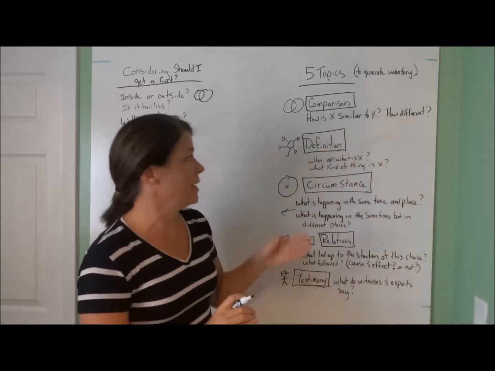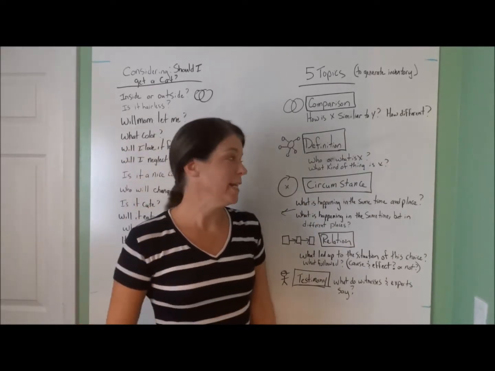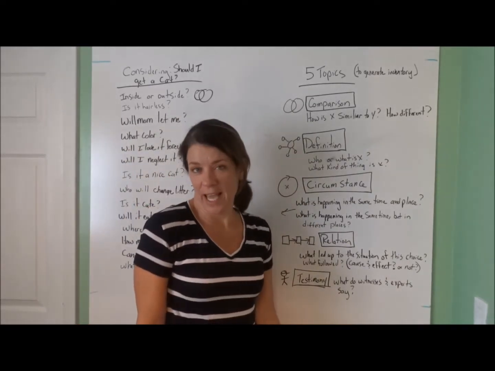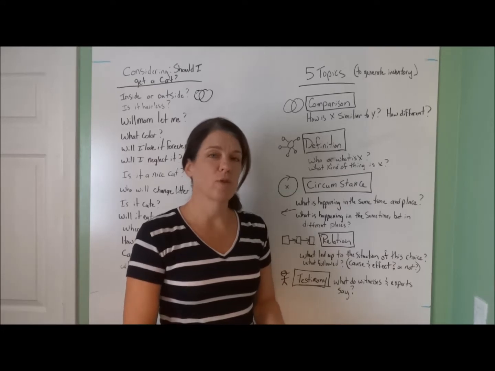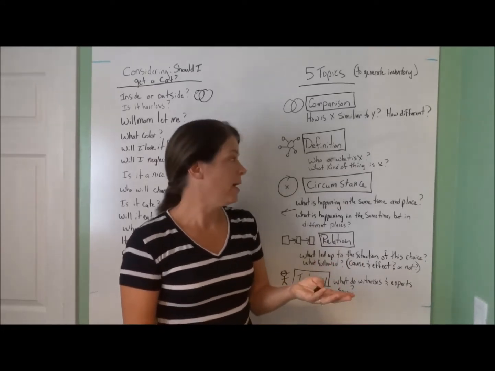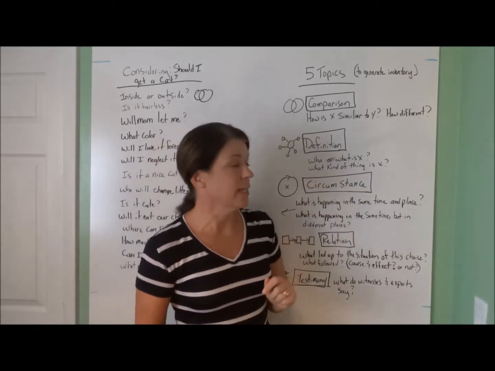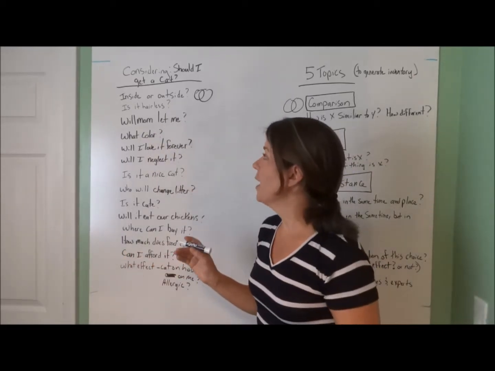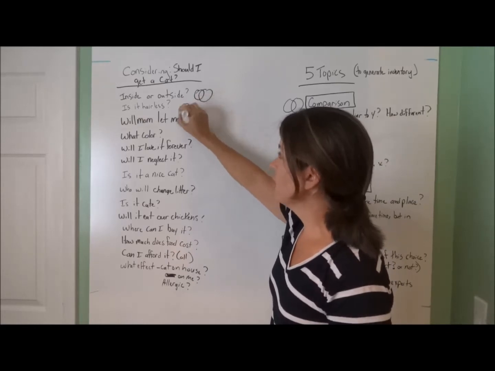So then the next one is definition. Who or what is X, and what kind of thing is X? So this has to do with sort of what are the parts that make up the cat, the parts that make up the whole, and what kind of thing it is. So we already know it's a cat, right? But you ask, is it a hairless cat?